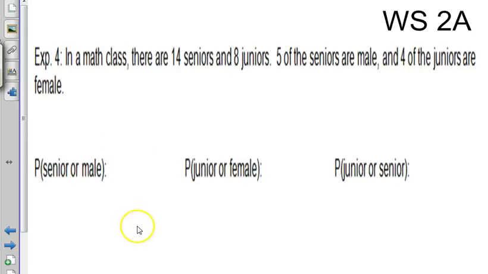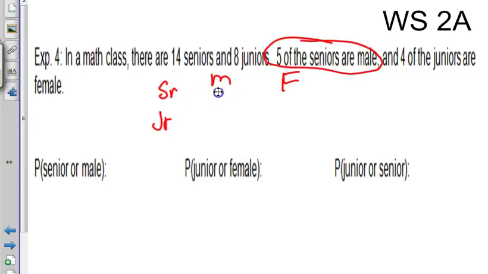In a math class, there are 14 seniors and 8 juniors. 5 of the seniors are male and 4 of the juniors are female. What is the probability you choose a senior male, a junior, or female senior? Let's make a chart. Or we could do a Venn diagram. We have seniors and juniors, and males and females. What do we know? 5 seniors who are males. Seniors, male, 5.